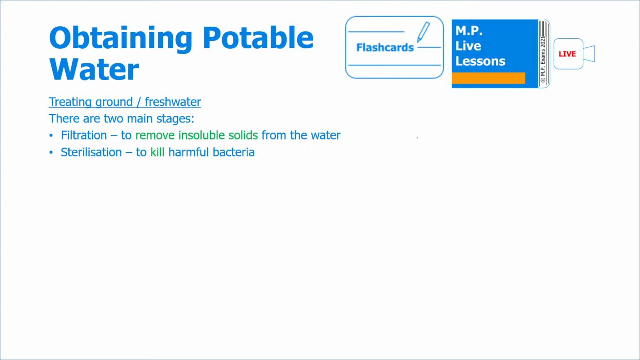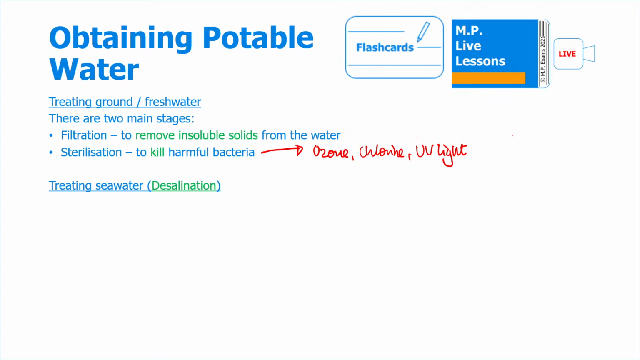So this is to kill harmful bacteria. This is where we can use chemicals such as ozone or chlorine or even UV light. Another way you could obtain potable water, or drinkable water, is through treating seawater. This is called desalination, where we simply remove the salt.